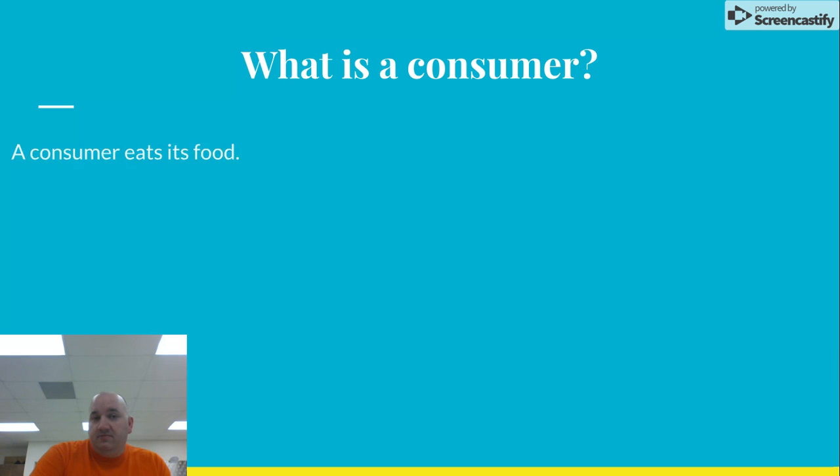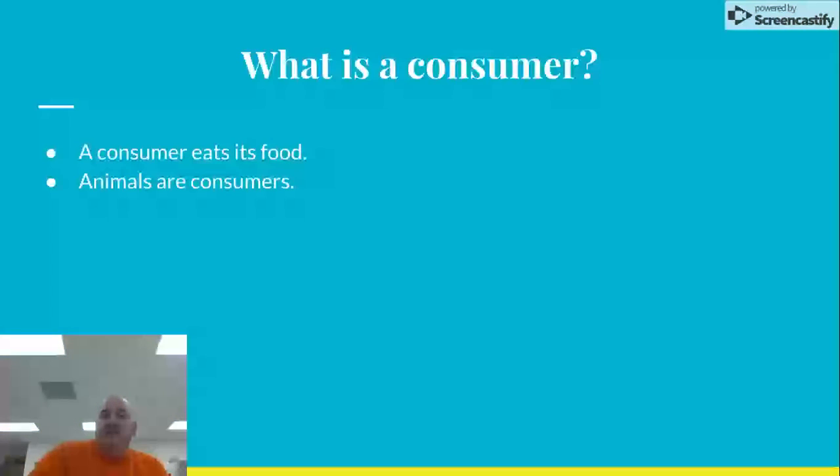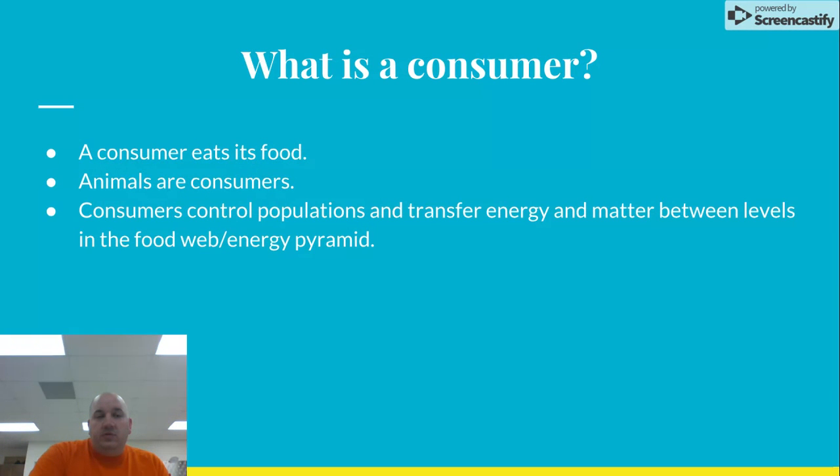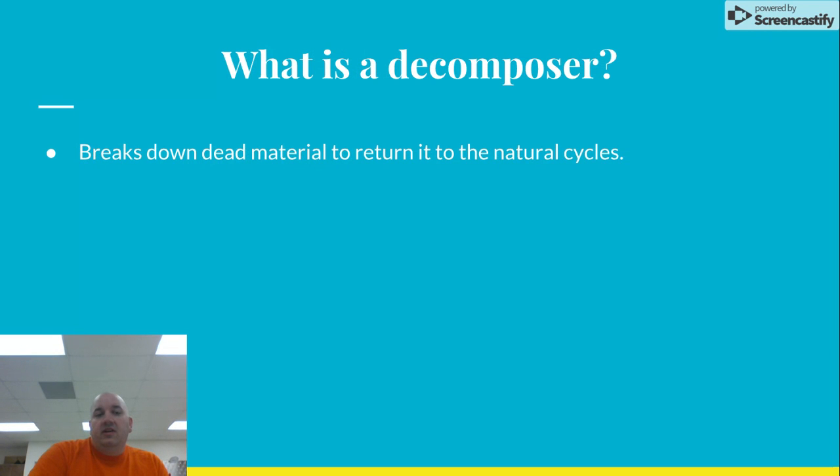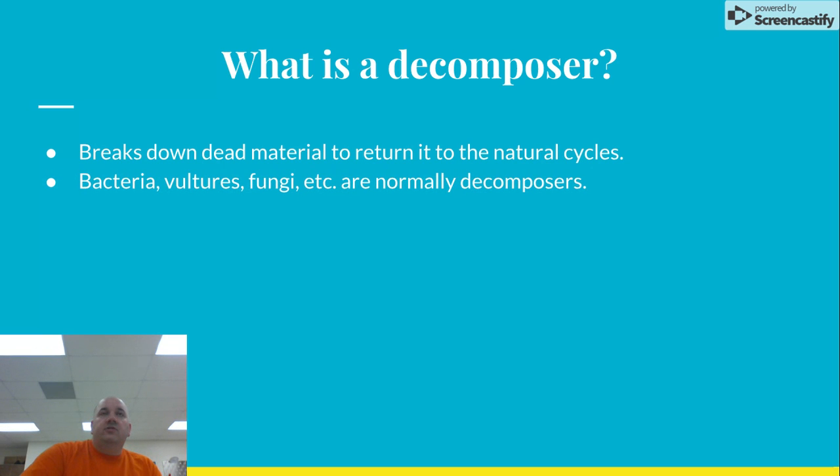A consumer has to eat its food, just like us. We're animals, we're consumers. Our bodies don't make our own food. Consumers help control populations, and we transfer energy and matter between the levels of the food web or energy pyramid. A decomposer is like a recycler. They break down dead material and return it to those natural cycles. Usually these are things like bacteria, vultures, and fungi. As I said, they're kind of like recyclers.